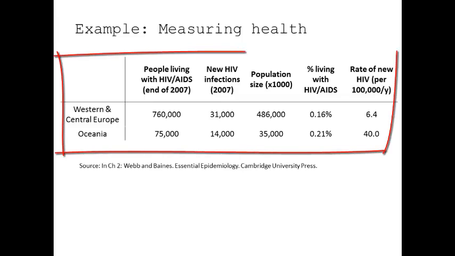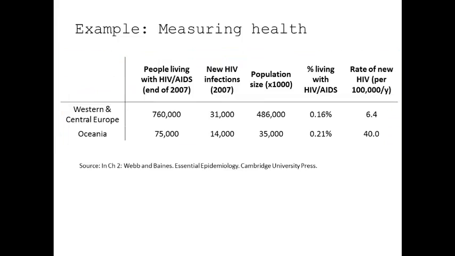So if we look back to the HIV example, where there was a fairly similar prevalence of HIV/AIDS comparing Western and Central Europe to Oceania, but there was a much higher incidence in Oceania, 40 versus 6 per 100,000 people per year. One explanation might be that the duration of the disease is longer in Western and Central Europe due to better treatment and longer survival. Hence, the prevalence pool appears similar relative to a population with a much higher incidence. And here's a list of terms introduced in this video.